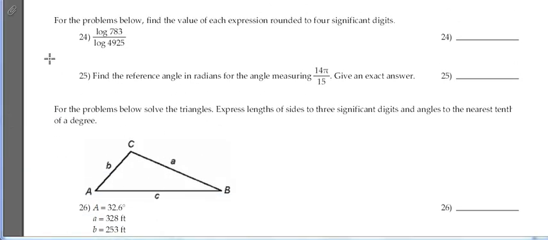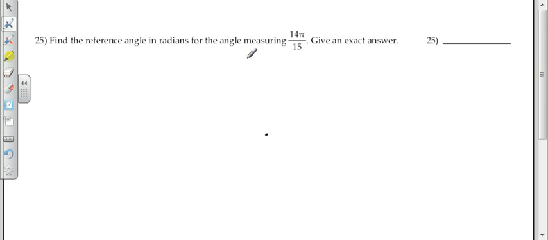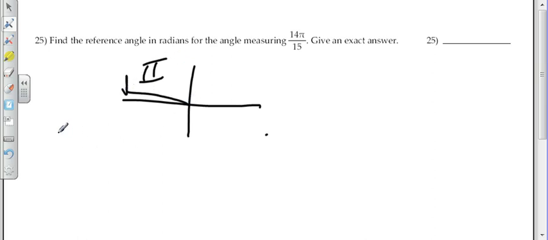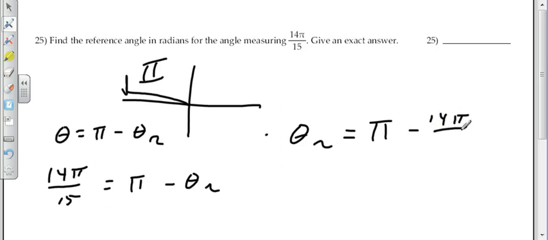All right. Now this one wants me to do exact answers. All right, so find the reference angle in radians for the angle measuring 14 pi over 15. That's a second quadrant angle sitting over here. And in the second quadrant, the angle is pi minus the reference angle. So I've got 14 pi over 15 is equal to pi minus the reference angle. So the reference angle is pi minus 14 pi over 15, 1 pi, what's this 1 pi garbage? Who's wasting their ink on that? All right, pi over 15.